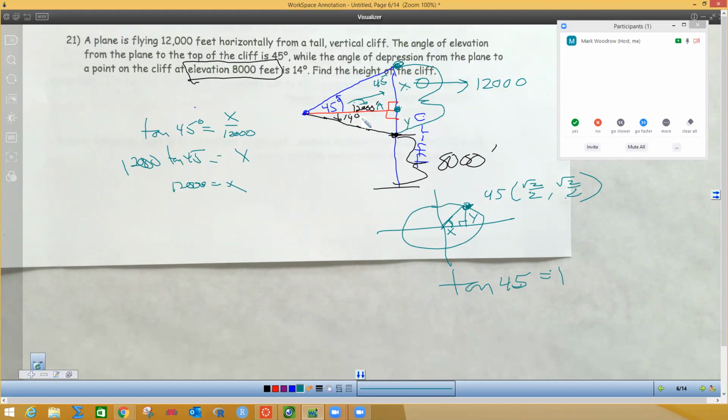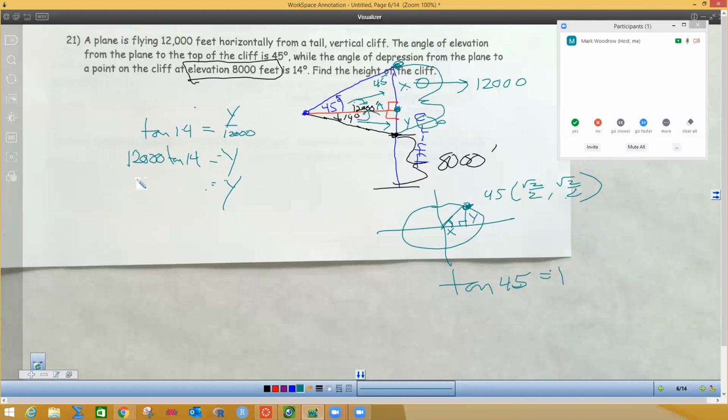Now this one I don't have an option because we don't have a special triangle with 14. What is this side opposite to 14? So that's opposite. What's this side right here called again? That's adjacent. So if I put 14 in here and change that to a y, I can find y. Now this one we need a calculator because it's not a special. So will someone tell me what y is? What's 12,000 times the tangent of 14?